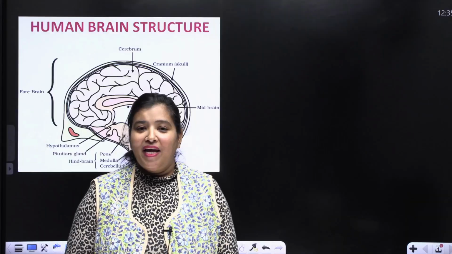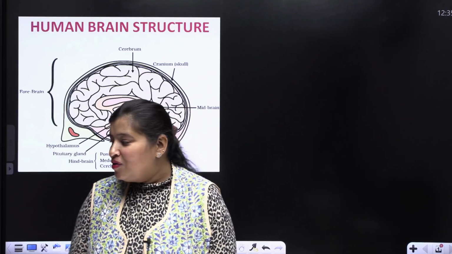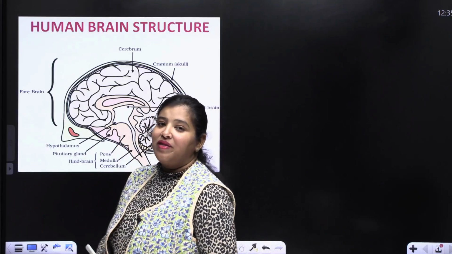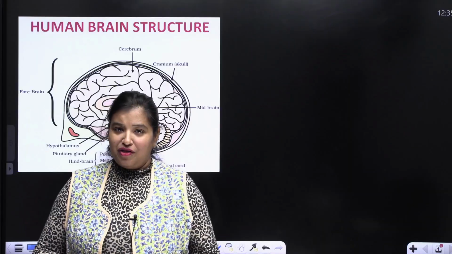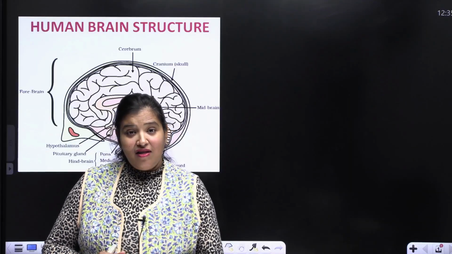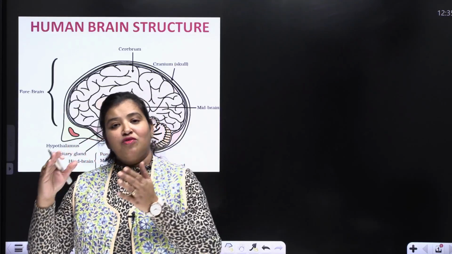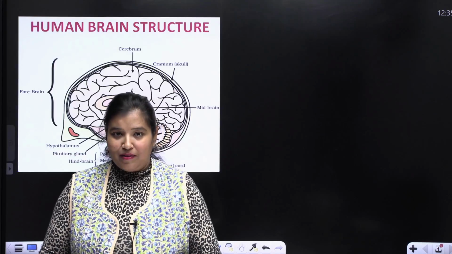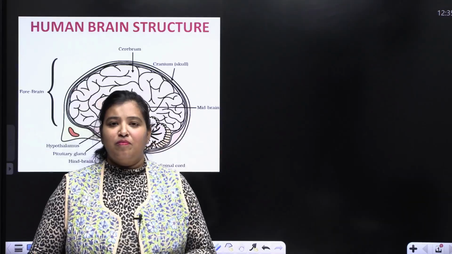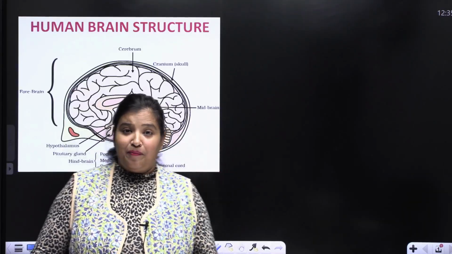So here I am again to discuss with you and explain the structure of the brain. We have already started with this chapter, control and coordination. I have discussed the structure of the neuron, or the nerve cell. We have also understood how the transmission of the electrical impulse takes place. Now, just to brief you about the systems before I start the detailed explanation of the brain.